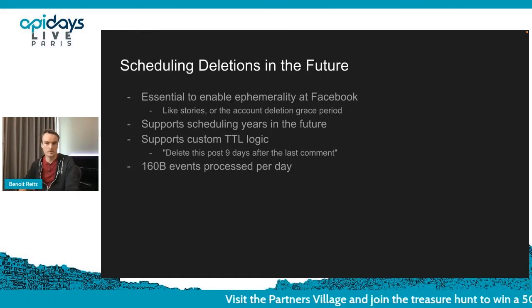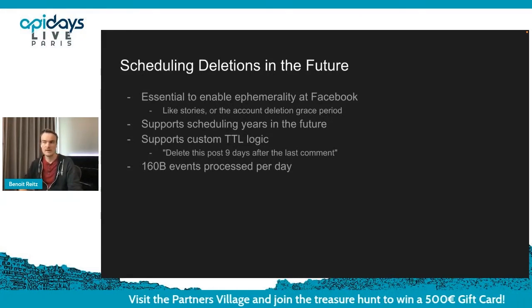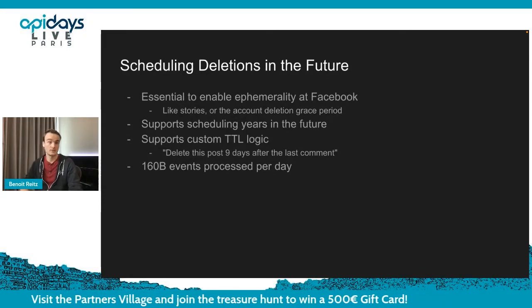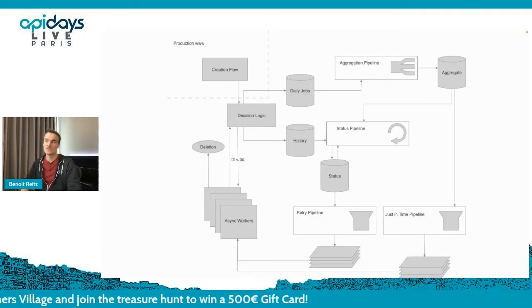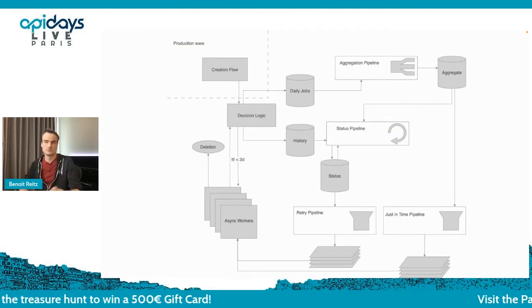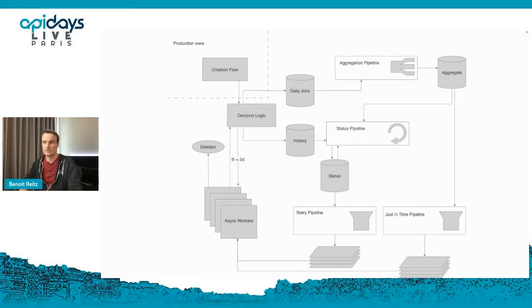And in terms of scale, we process 160 billion events per day, and this has been growing much, much faster than the rest of Deletion. This is a quick overview of the infrastructure. It's really a tremendously big data pipeline.